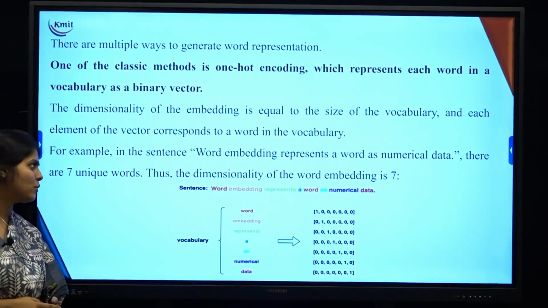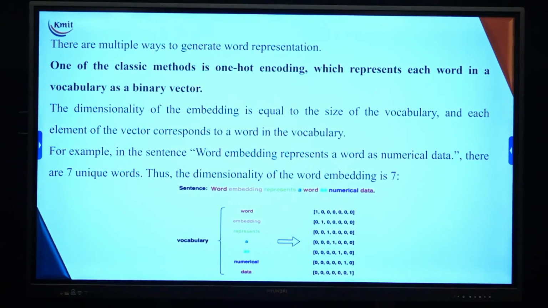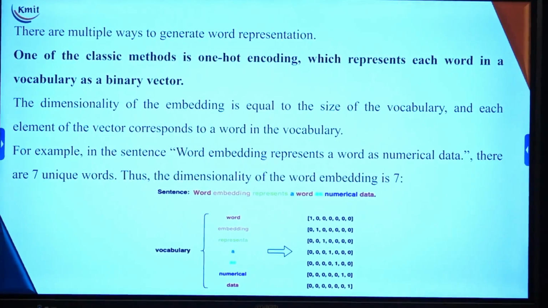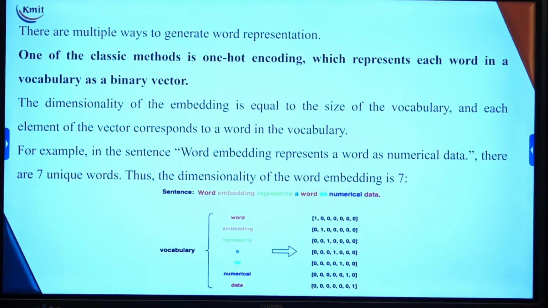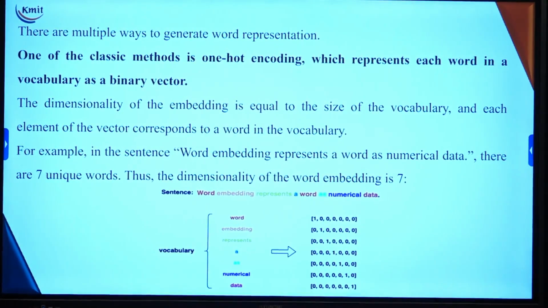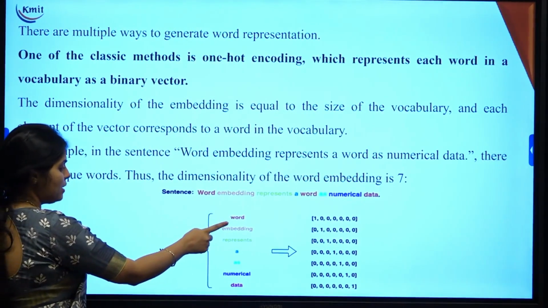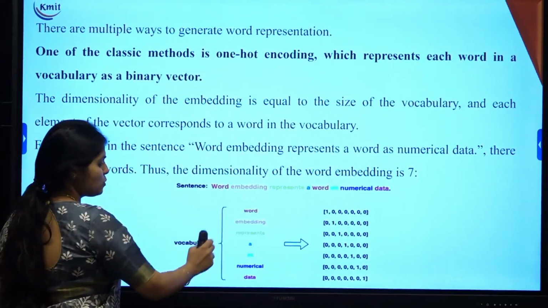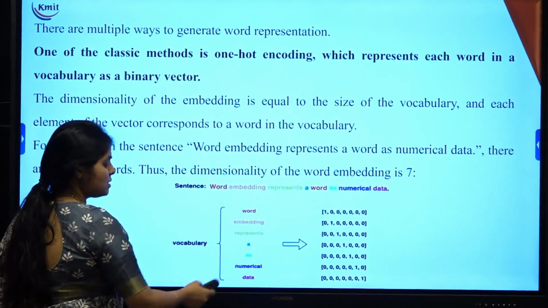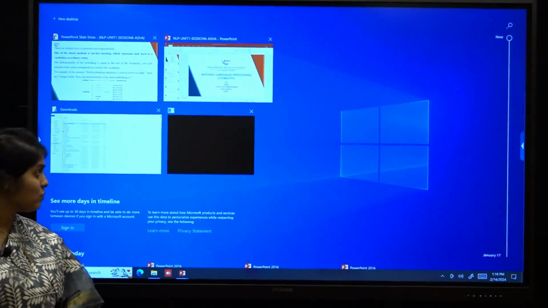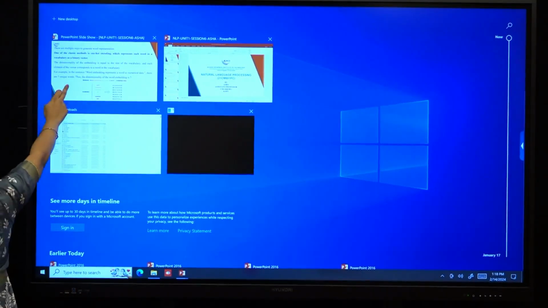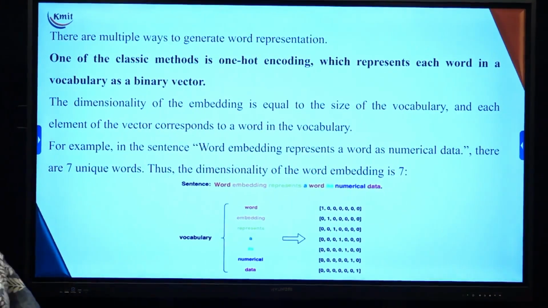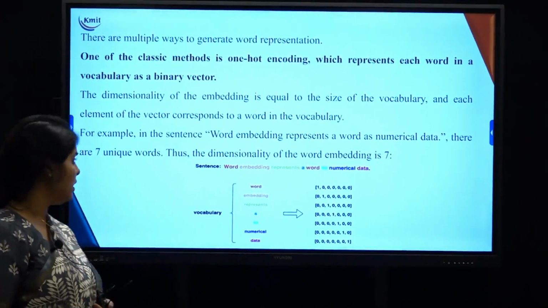When I take a sentence here, as you can see, word embedding represents a word as numerical data. So the dimensionality here is 7. Depending upon that, I take the size of the vocabulary, where each element of the vector corresponds to that particular word in the vocabulary. As you can see, word occupies the first place, the embedding is the second place, represents third place. This is similar to one-hot encoding in machine learning. So this is one method of doing your word representations.